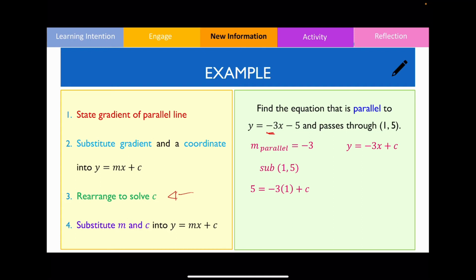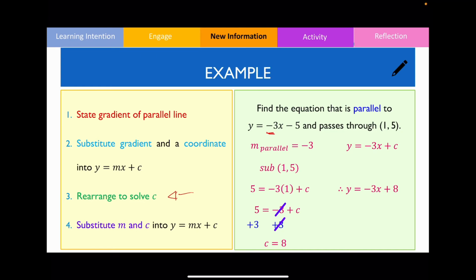So negative 3 times 1 is equal to negative 3. To solve for c, I'm going to add 3 to both sides of the equation, and in doing so, that gives me a c value equal to 8. As a result, my equation is going to be y equals negative 3x plus 8.